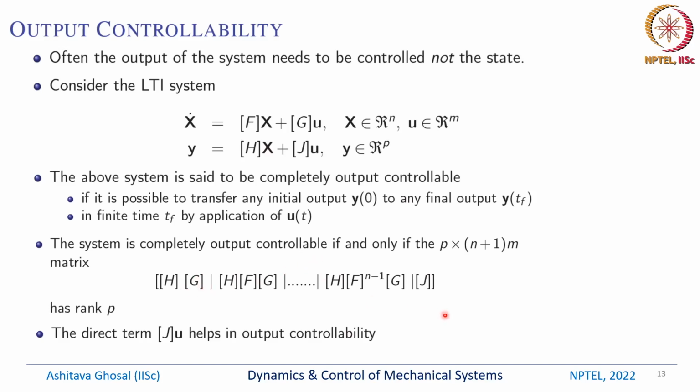I will not go into the proof of this, but this is what output controllability means. In output controllability, you can see that there is also a term which is J. So what was J? J was the direct term. There is a connection directly from u to the output. So if you have a direct term J into u, this helps in output controllability.